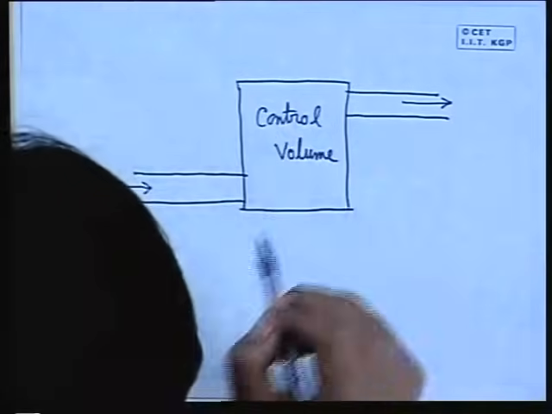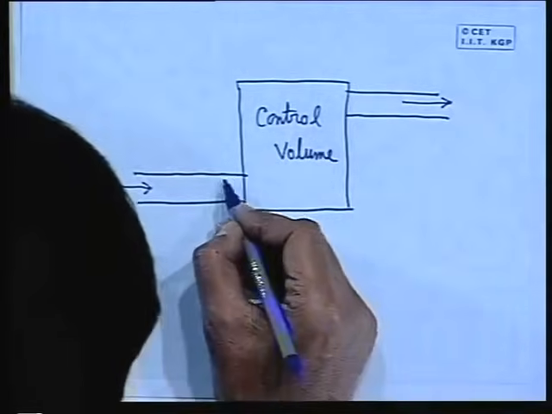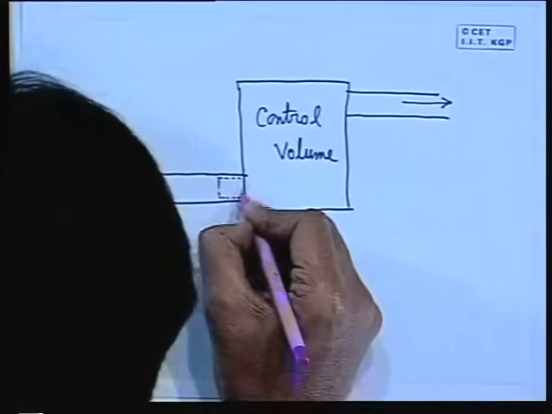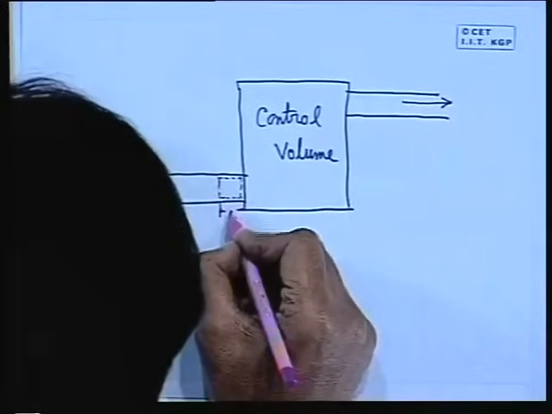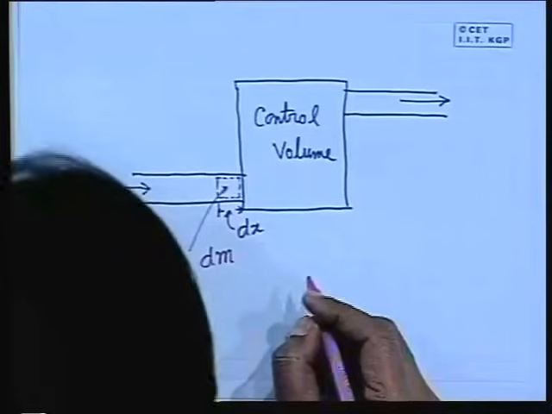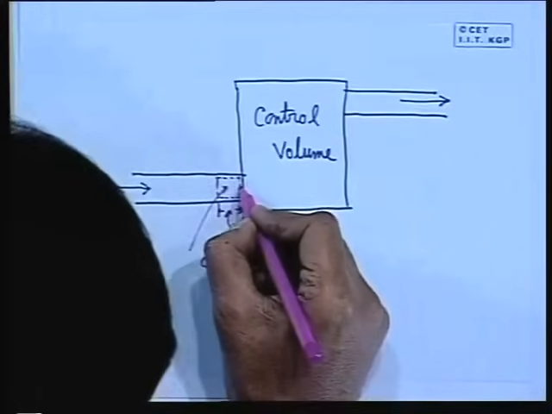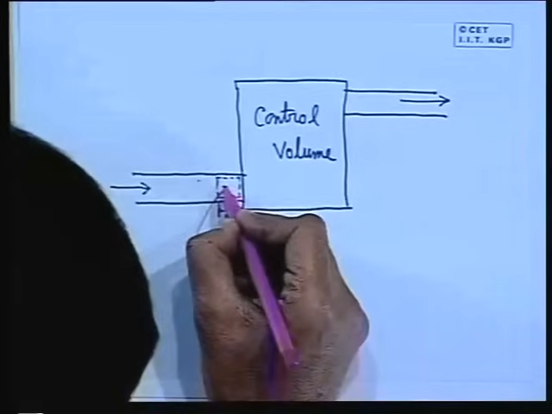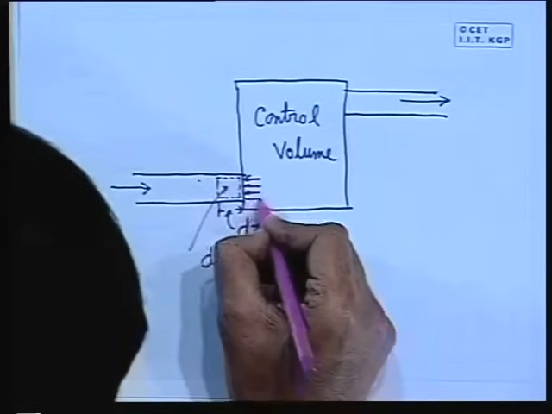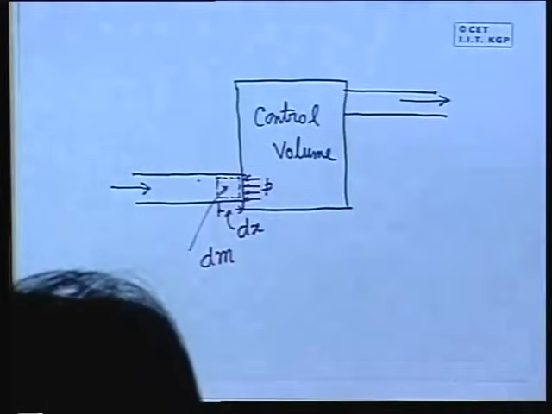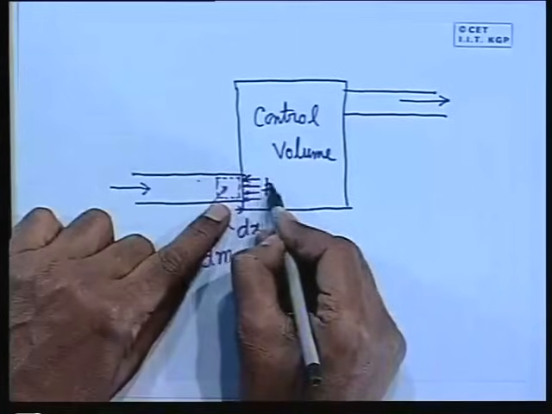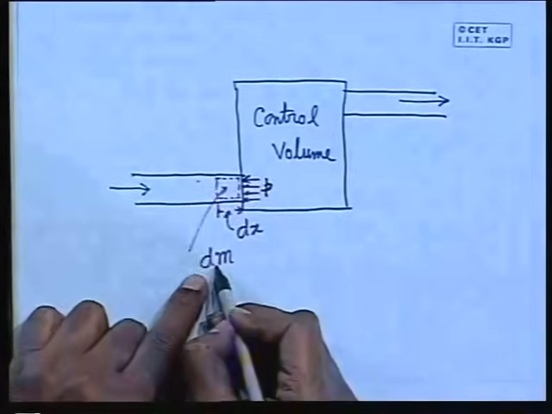So let us consider such a control volume, and to understand the flow work, let us consider some amount of mass, which we define just at the adjacent boundary of the control volume. This is dx. Let this amount of mass be dm. Now let us consider this amount of mass has to be forced into the control volume against the pressure. There is a pressure p existing at this boundary of the control volume. Against the pressure p, we have to force this amount of mass dm into the control volume.